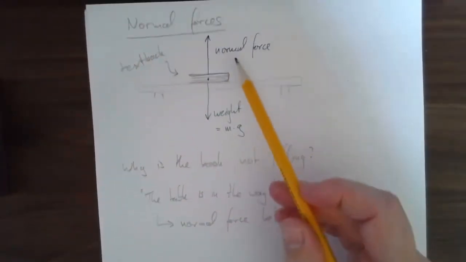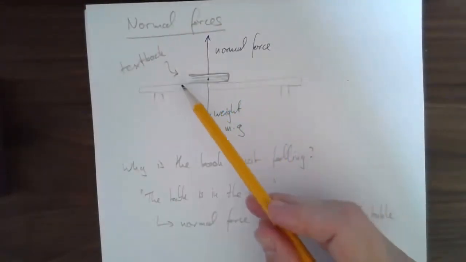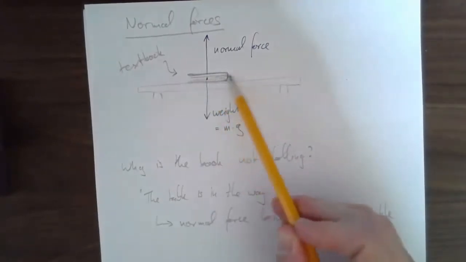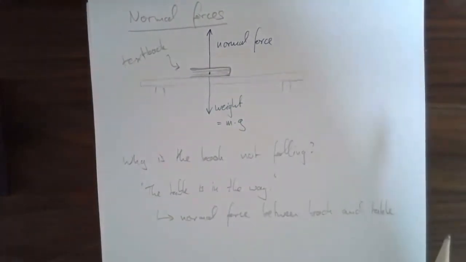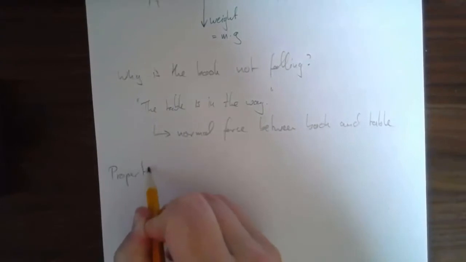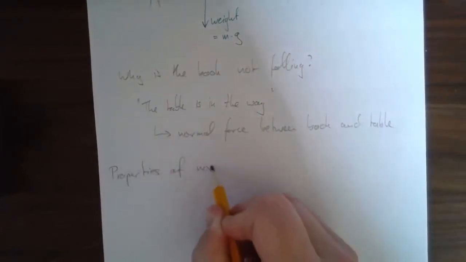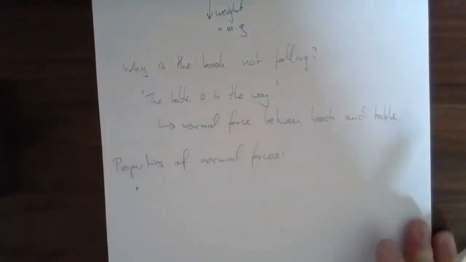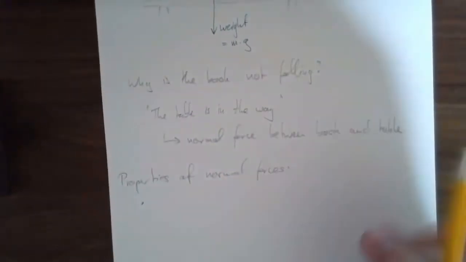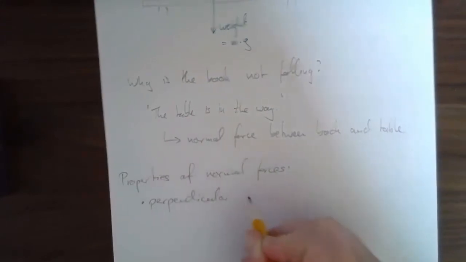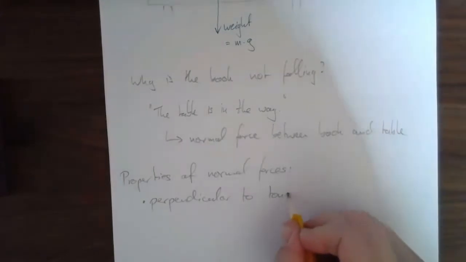Now, these normal forces, you get them pretty much every time the surfaces are touching, unless they're touching super loosely, like if they're by chance next to each other. Very unlikely. If two surfaces are touching, chances are there is some normal force between them. Some of the properties of these normal forces, write this down, properties of normal forces. One is that they always act perpendicular between the surfaces. So perpendicular to the touching surfaces.